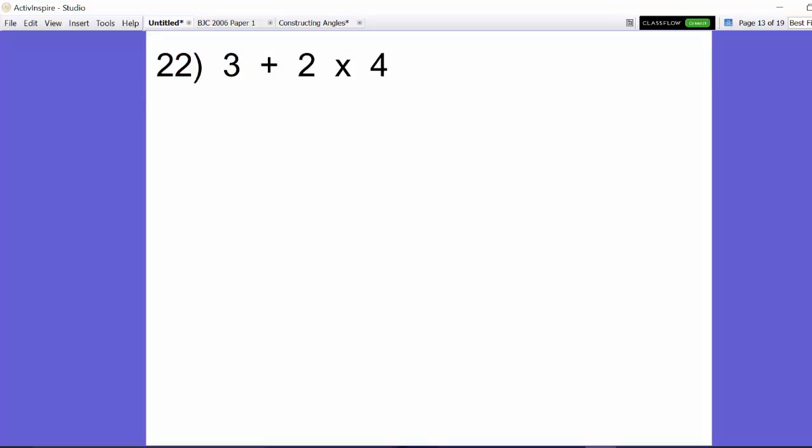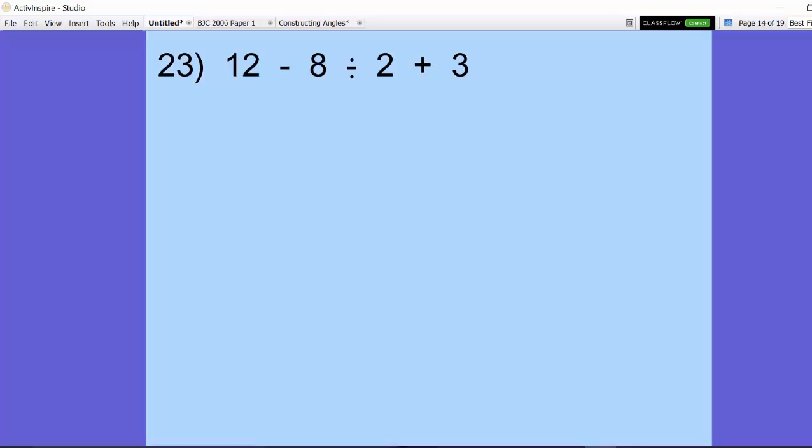Let's move on. We have 3 plus 2 times 4. Multiplication comes first in our order of operations, so we're going to multiply these two numbers first. 2 times 4 is 8. So I have 3 plus 8. And 3 plus 8 is equal to 11.